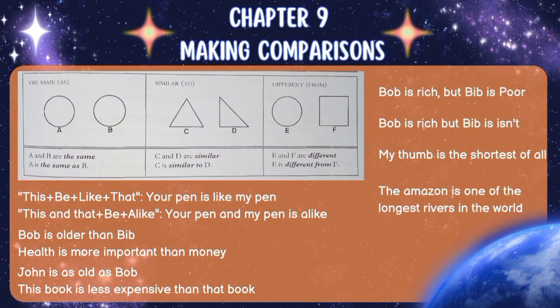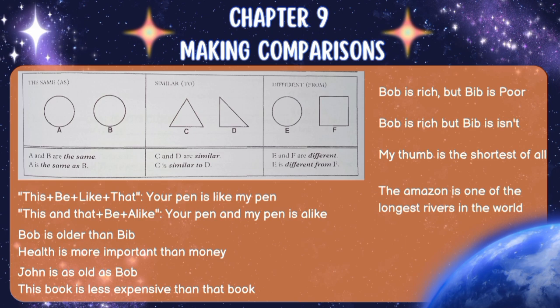Comparison using like and alike. Like and alike have the same meaning, but the sentence patterns are different. This plus be plus like plus that. This and that plus be plus alike. For example, your pen is like my pen. Your pen and my pen are alike.